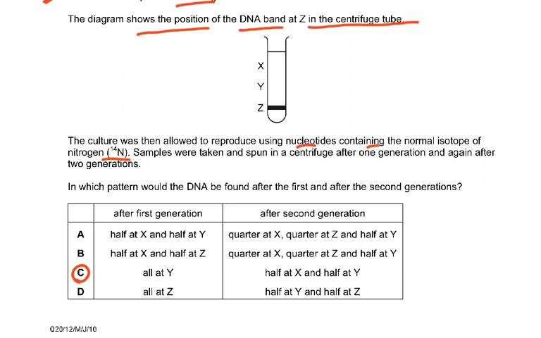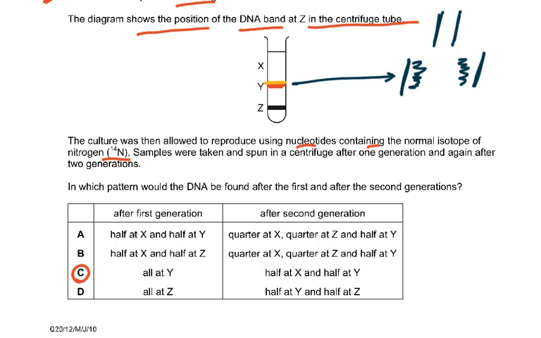In the first one, they would all be at Y because they'll be heavy and then there'll be light nitrogen. If you look at the example that I gave you, first all heavy, then one heavy and one light. I'm just giving it a squiggly line to show you the light one. So that would all be here because it's all hybrid DNA. It's neither heavy nor light, it's just medium DNA.